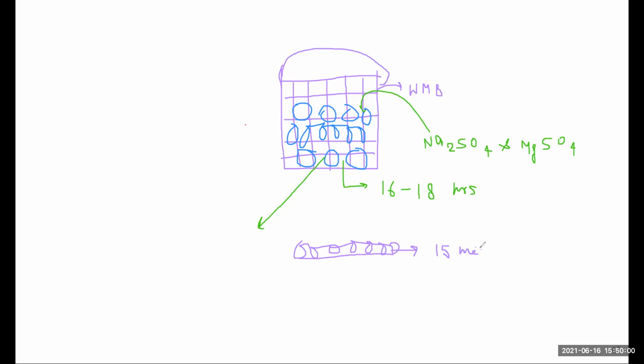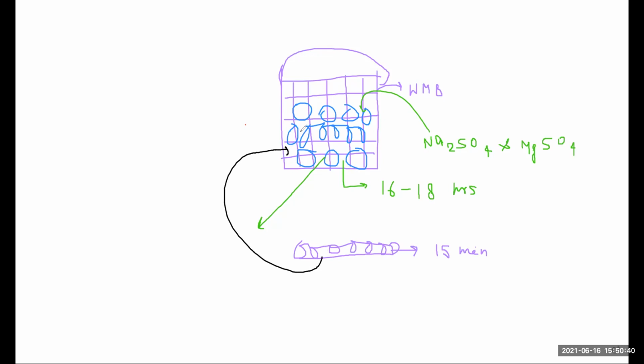After 15 minutes of drying, again we put this aggregate into the wire mesh bucket and the same process is repeated. We put the chemicals, sodium sulfate and magnesium sulfate, and allow the chemical to mix with the aggregate for a period of 16 to 18 hours.